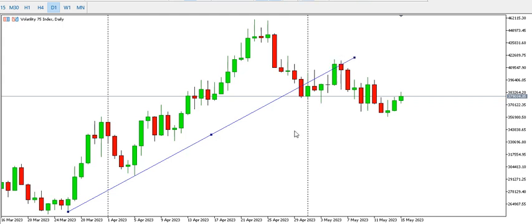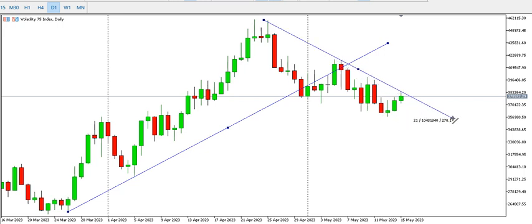V75 price is currently retracing. We have this bullish run, and then we have this retracement happening. Bullish run in the sense that this is a low, this is a high, this is a higher low, higher high. Retracement in the sense that this is a low, this is a high, this is a lower low. And price is currently respecting the descending trend line around here.